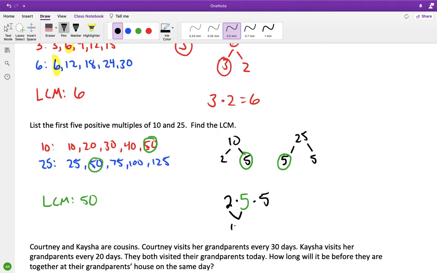2 times 5 is 10, right? And then we have 10 times 5 is 50. So once again, my least common multiple is 50.